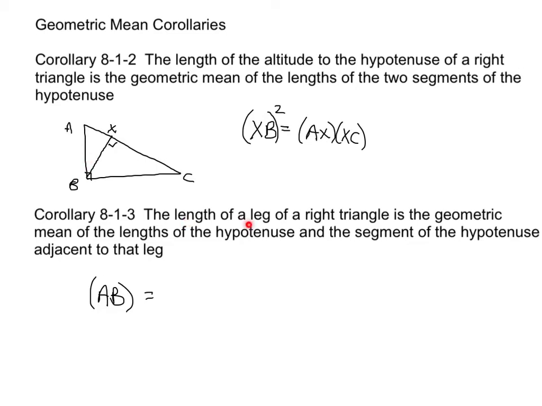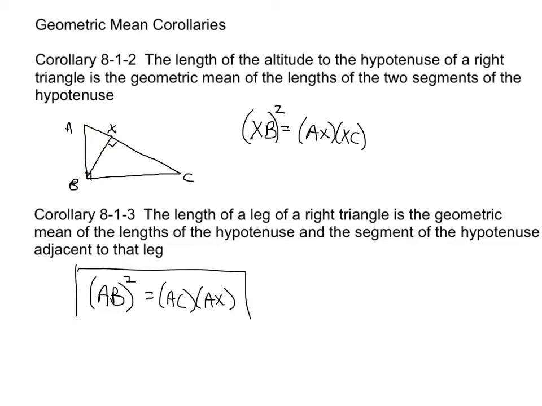Well, the length of a leg of a right triangle is the geometric mean. So we know that whatever that length is squared is equal to the length of the hypotenuse, which is AC, times the segment of the hypotenuse that's adjacent. So we're looking for AB. So we're either going to consider AX or CX. But since AB is right next to AX, that's the one we want to look at.